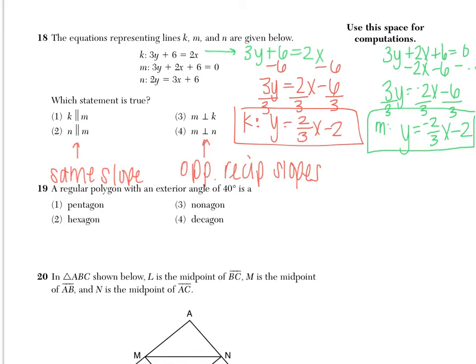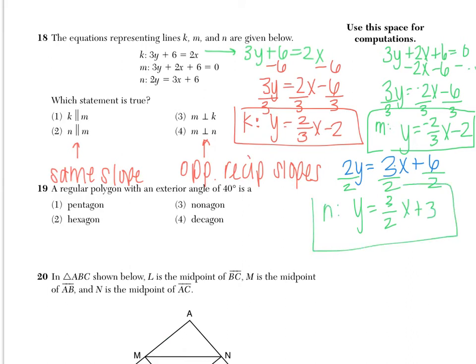We have one more, the n equation, 2y equals 3 over 2 x plus 6. Oops, I was doing some math while I copied that down by accident. Just kidding. 2y equals 3x plus 6. So I'm going to divide by 2. This is where I came up with that 3 over 2. We have y equals 3 over 2x plus 3. And this is our n equation.